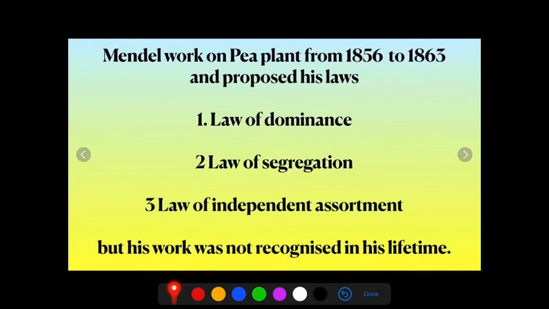You remember that Mendel worked on pea plant from 1856 to 1863, and he proposed three laws. First is the law of dominance, second was the law of segregation, and these two were derived from the monohybrid cross, and from the dihybrid cross, the law of independent assortment. These were very important laws of genetics, but his work was not recognized in his lifetime.